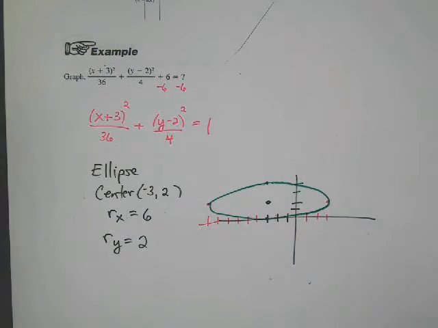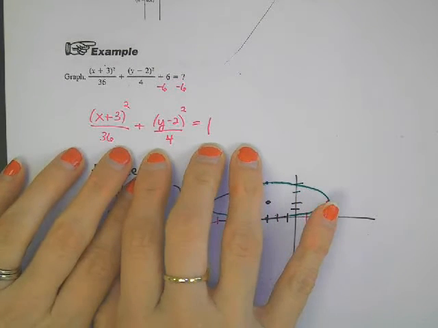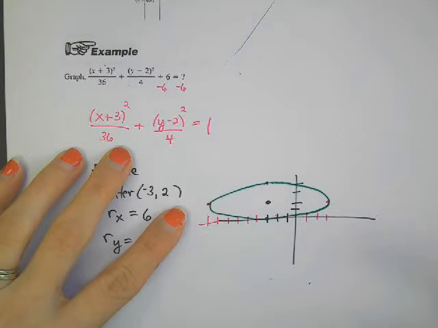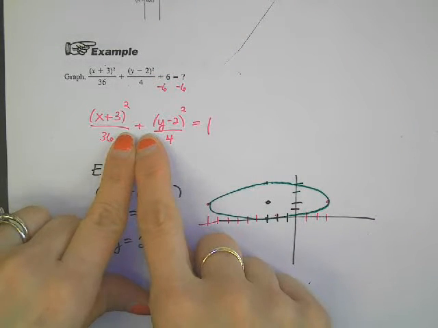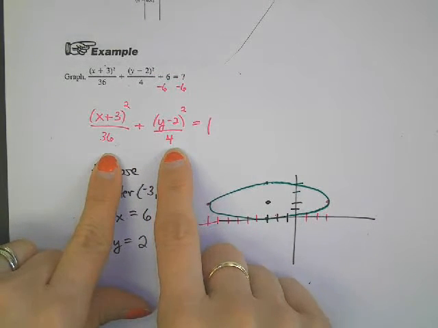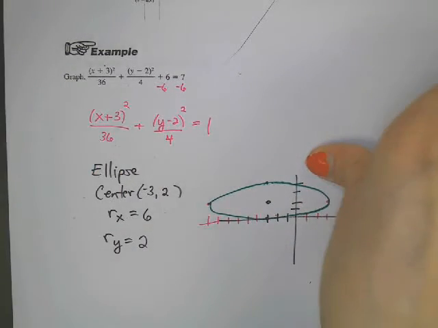Okay. A lot of times, just being able to tell the shape by looking at the equation is enough to get the job done for ACT. Remember, he's got the plus just like a circle. He's got 2 different numbers. And you always have to have a 1.